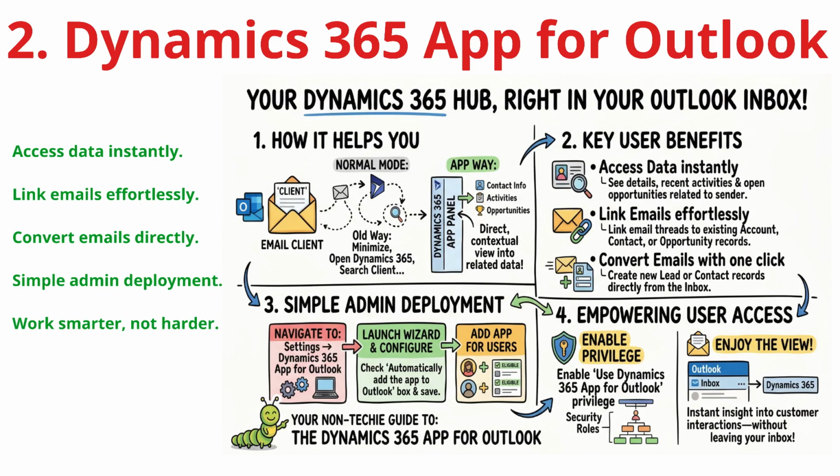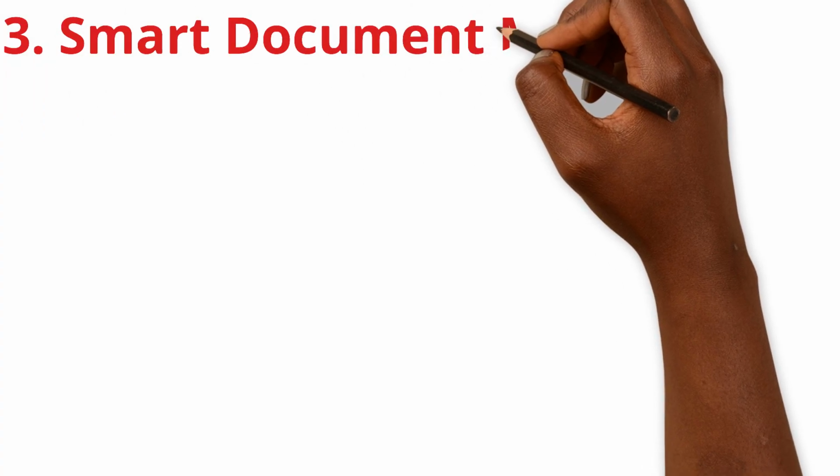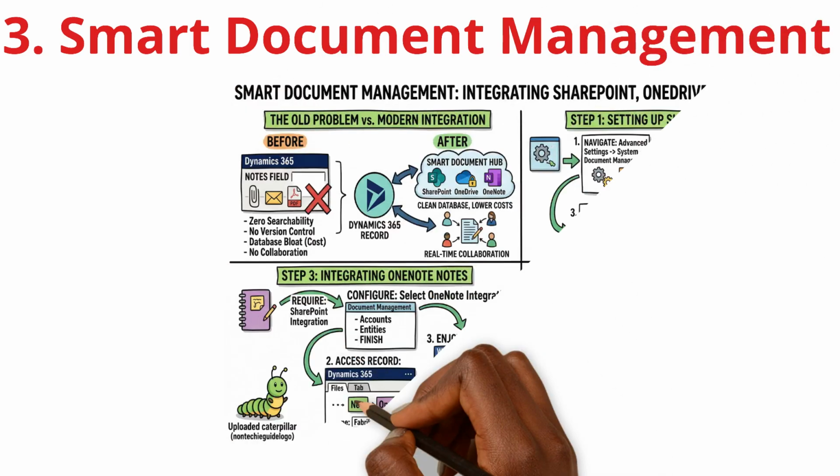Finally, in Quadrant 4, you're empowered. Once a security role has the privilege enabled, you simply enjoy the view from the ellipsis menu, getting instant insight into interactions without ever leaving your inbox. Let's work smarter. Welcome to your guide for smart document management.